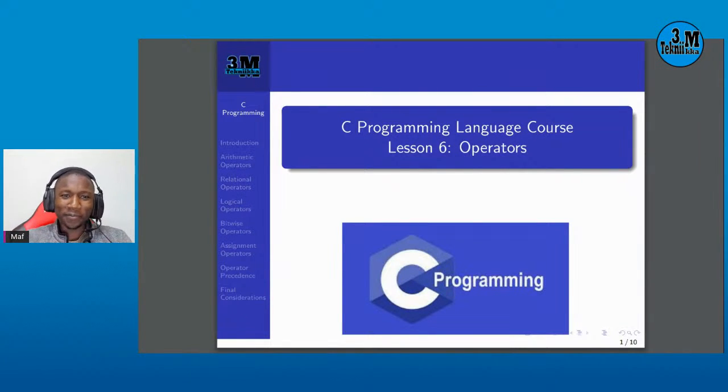Hello guys, we're back here in Tekniikka High Tech. Today this is our sixth lesson about the C programming language, of course.